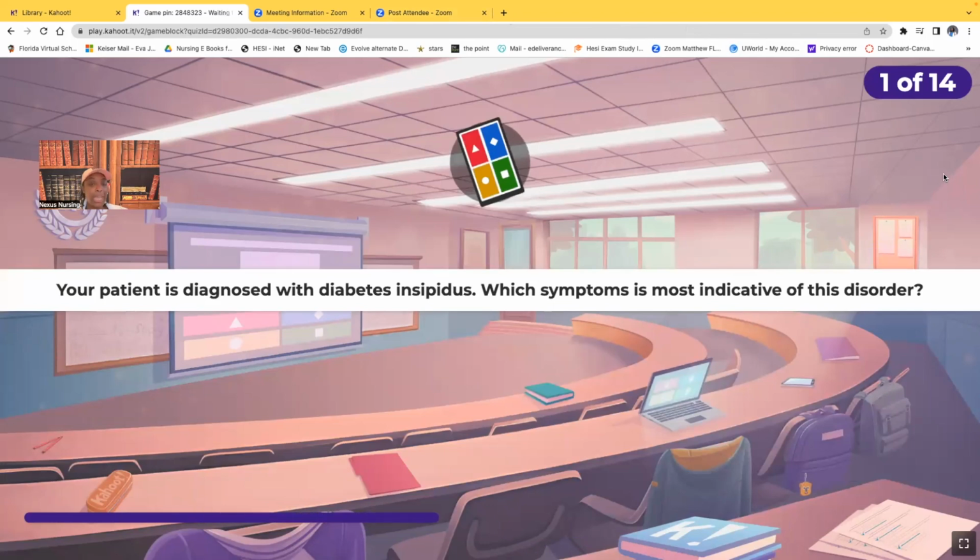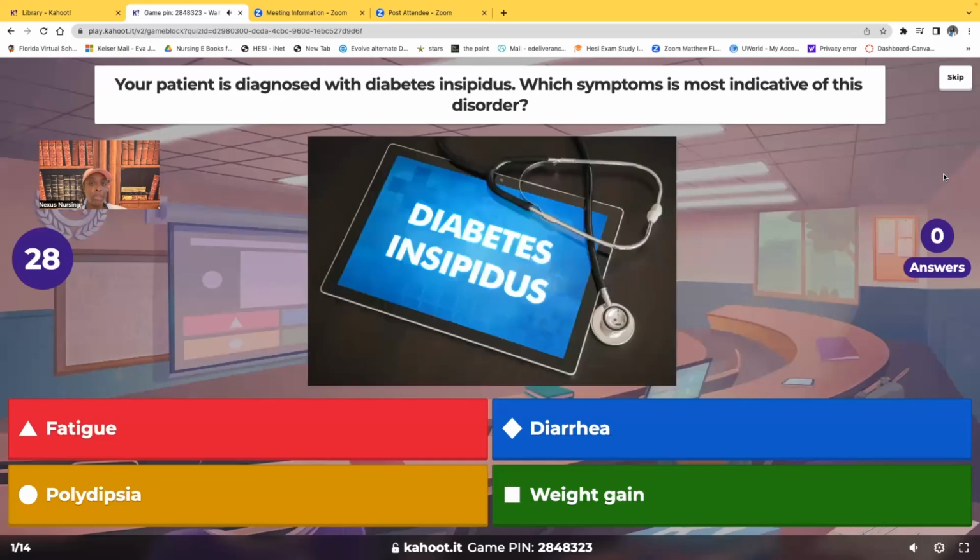Your patient is diagnosed with diabetes insipidus. Which symptoms are most indicative of this disorder? Would it be fatigue, diarrhea, polydipsia, or weight gain? Your patient has diabetes insipidus. Which symptom would be most indicative of this disorder?